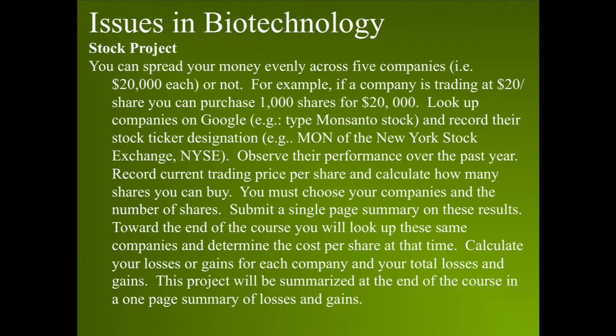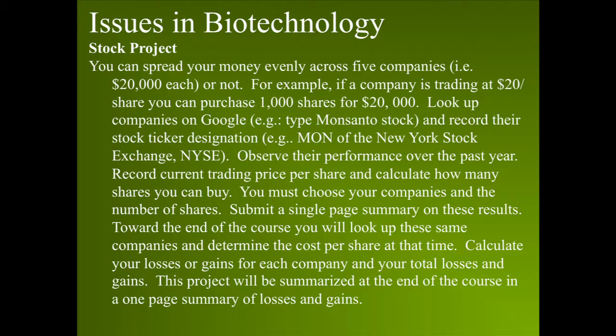So this is an explanation of what you can do. You can divide up your $100,000 however you see fit, but you should invest close to $100,000. I would suggest you spread that over 5 companies. You could invest a lot in one and little in another, or $20,000 each, or around there. And what you'll want to do is look up the companies.